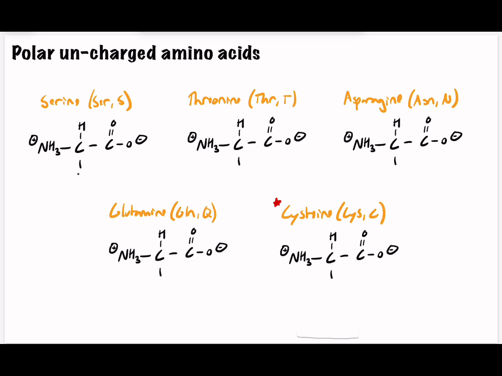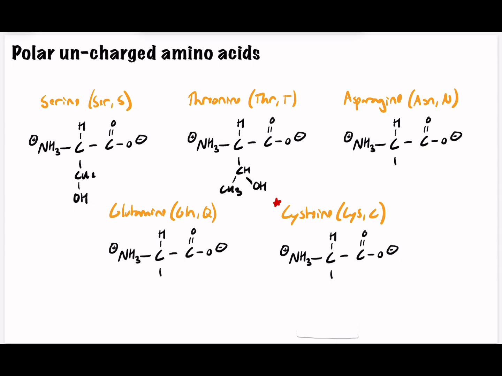Serine, 3-letter code SER, 1-letter code S, has a CH2 bound to an OH. Threonine, with the 3-letter code THR and 1-letter code T, is very similar. It has a carbon bound to a hydrogen, a CH3, and an OH.